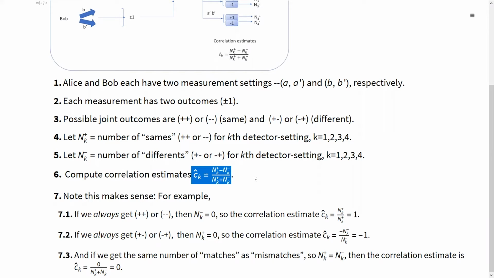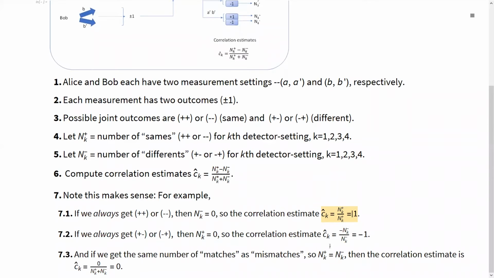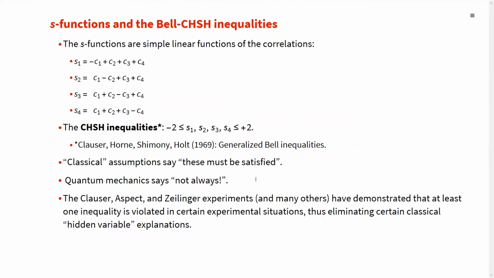If N_k minus is 0, that is you got no different ones, you all got the same ones, then you're going to get N_k plus over N_k plus, which is 1, a correlation of 1, just what you'd expect. If you get all minuses, then the N_k plus goes away. You're left with minus N_k minus over N_k minus, which is -1, anti-correlated, perfect. If there's just as many matches or mismatches, then N_k plus equals N_k minus, you get 0 in the numerator, correlation 0. So that makes sense as a correlation measure. So that's what you're talking about in the experiment, computing the correlations.